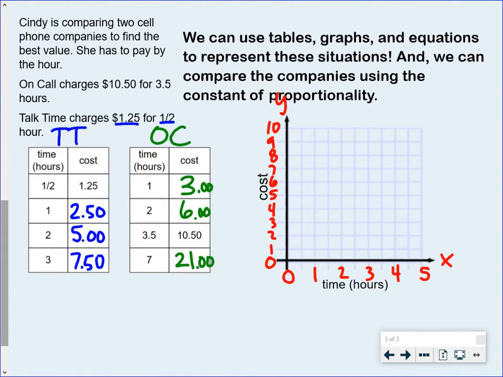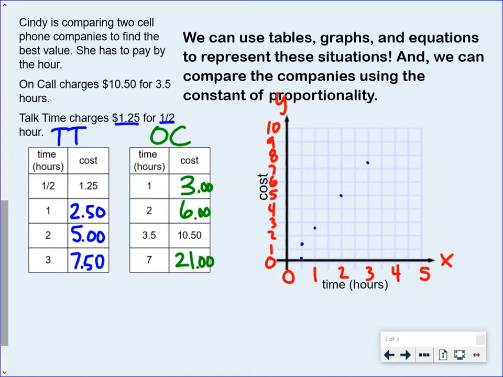And now I'm ready to graph. I'm going to stick with the same colors I used in the tables. So talk time is going to be graphed in blue. At a 1/2 hour, which would be here, then that cost $1.25, which would be right about there. 1 hour was $2.50. 2 hours was $5. 3 hours, $7.50. So there are my points for talk time.